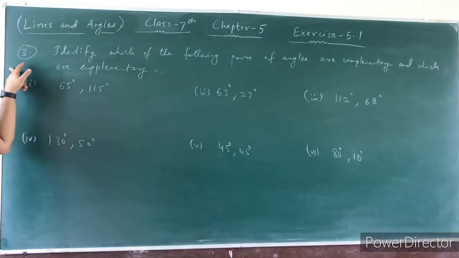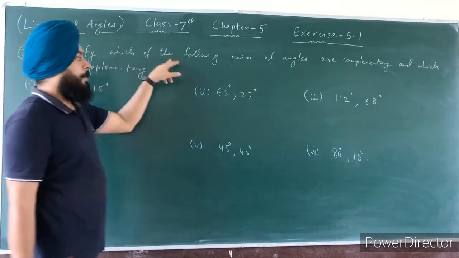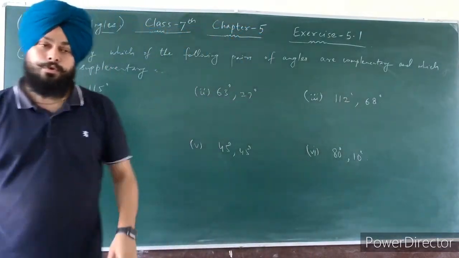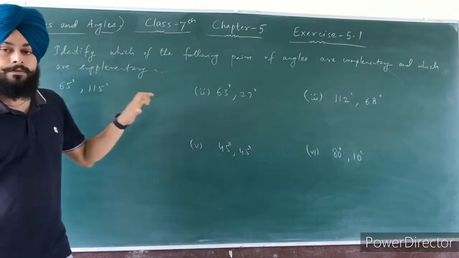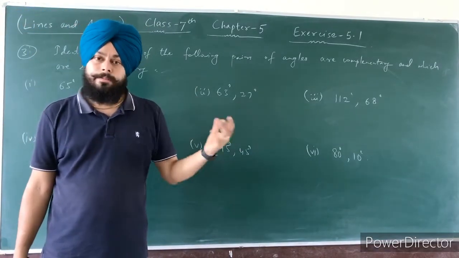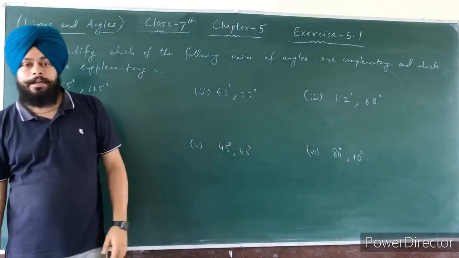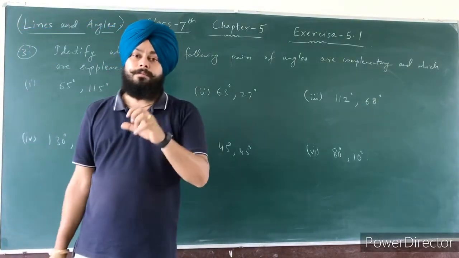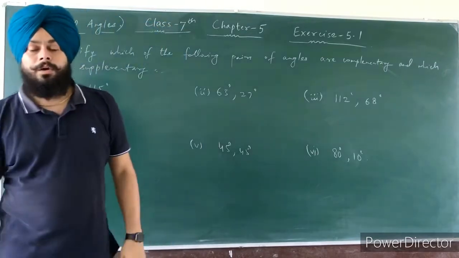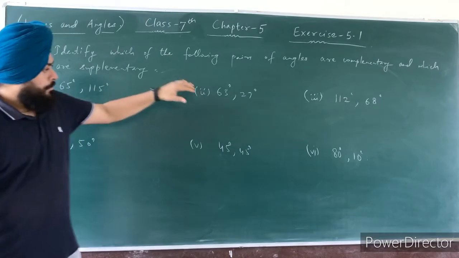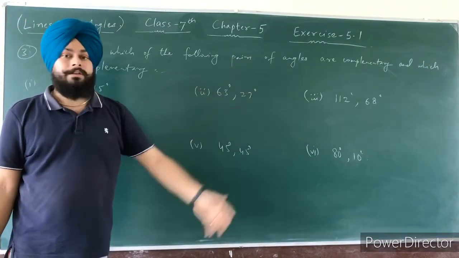Next, this is question number third. Identify which of the following pairs of angles are complementary and which are supplementary. The question says which pairs are supplementary and which are complementary. So complementary is that angle in which the sum of two angles is 90 degrees, and supplementary is that angle in which the sum of the measures of two angles is 180 degrees. So we have to check which pair sums to 90 and which pair sums to 180.